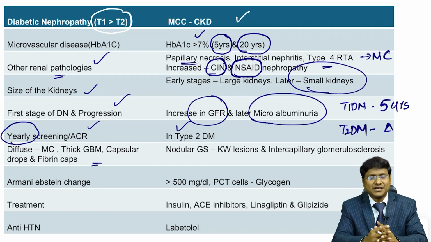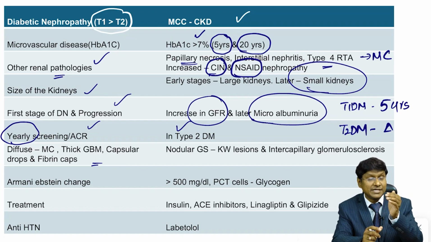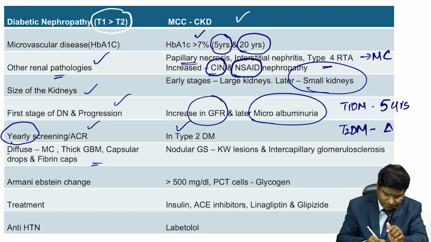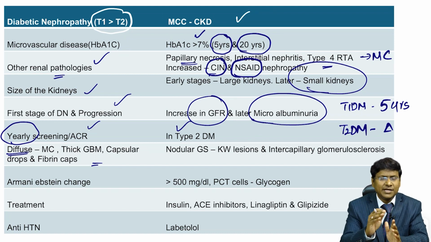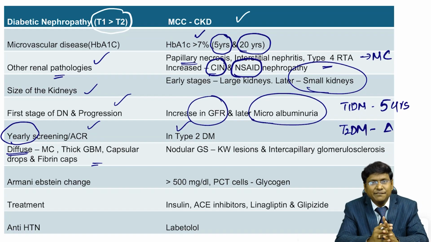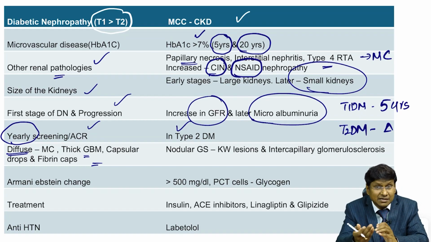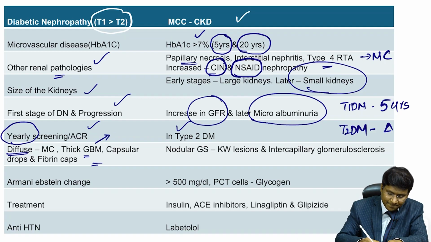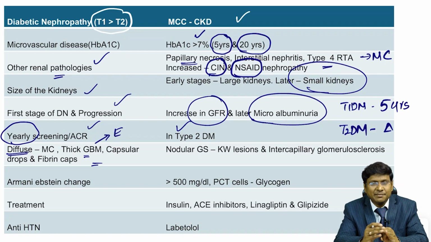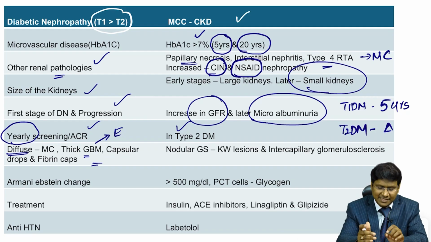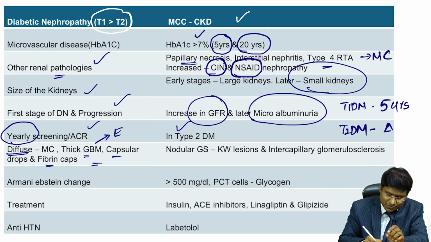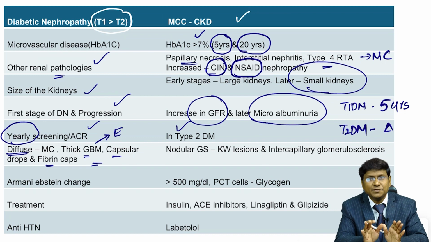Now, when you do a biopsy, the glomerular lesions that you will have in case of diabetic nephropathy are diffuse and nodular glomerulosclerosis. Between diffuse and nodular, the most common will be diffuse glomerulosclerosis, right? The most common will be diffuse glomerulosclerosis compared to nodular. And in these patients, the earliest manifestation in diffuse glomerulosclerosis will be thick glomerular basement membrane. And the exudative lesions that you will have in these patients will be capsular drops as well as fibrin caps. So this is diffuse glomerulosclerosis.